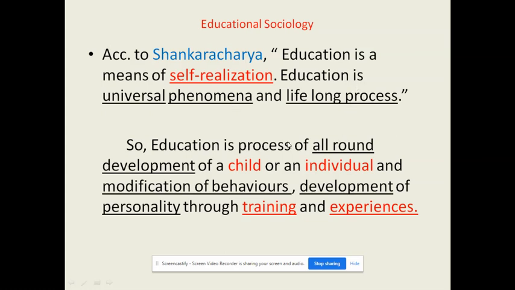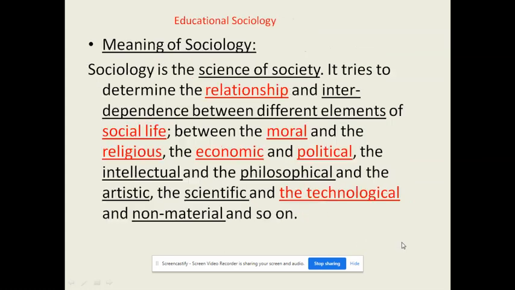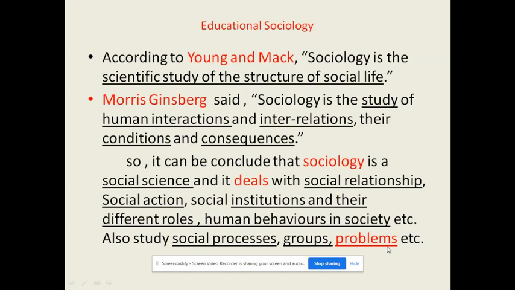So education is a process of all-round development of a child or an individual, modification of behaviors, and development of personality through training and experience. Next, meaning of sociology. Sociology is a science of society. It tries to determine the relationship and interdependence between different elements of social life, between the moral and the religious, economic and political, the intellectual and the philosophical and artistic, scientific and technological, and non-material and so on.